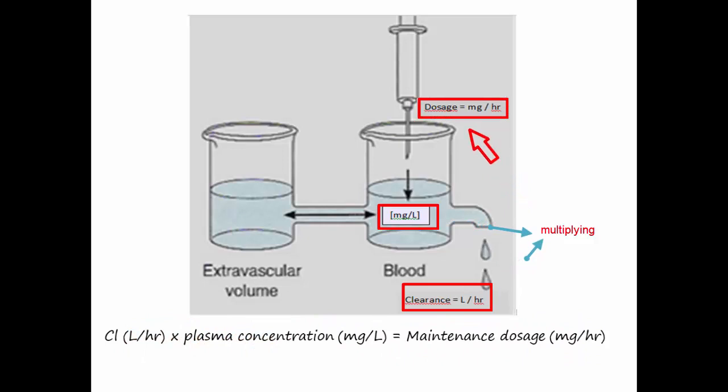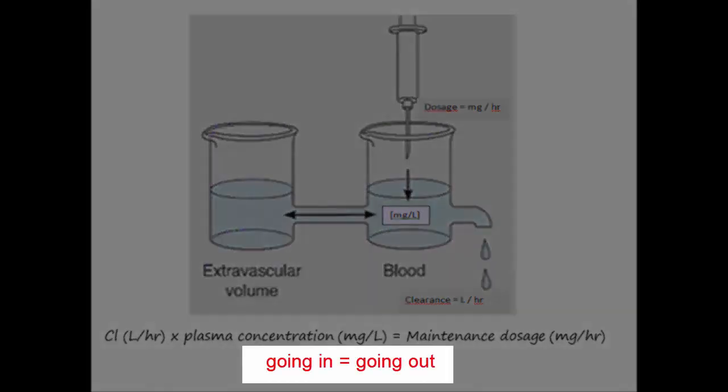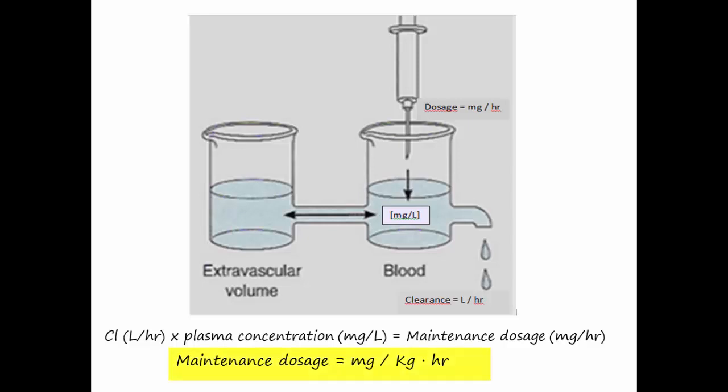So in this analogy, it would be the amount of drug the syringe needs to deliver in milligrams per unit of time, and that would maintain the concentrations steady in spite of being lost out of the faucet. Now, in other words, what is going out through the faucet, we're replacing at the same time with the syringe. So notice again that we have skipped the body weight of the animal in the clearance parameter. Otherwise, we would have a maintenance dose that would be expressed in milligrams per kilogram per hour.